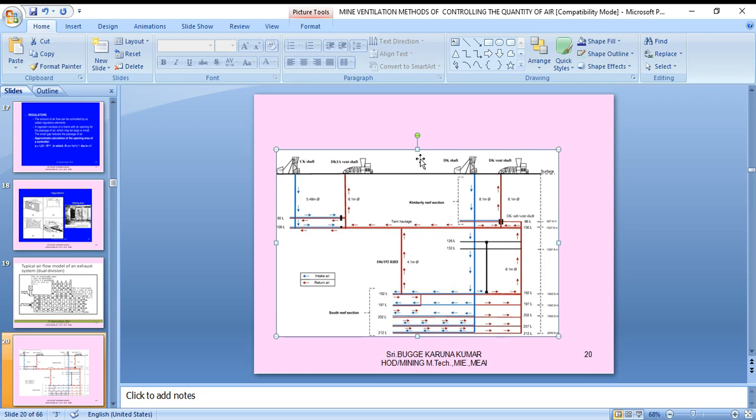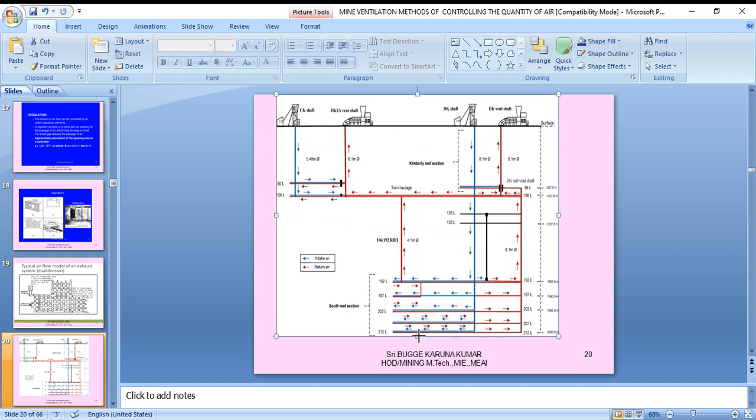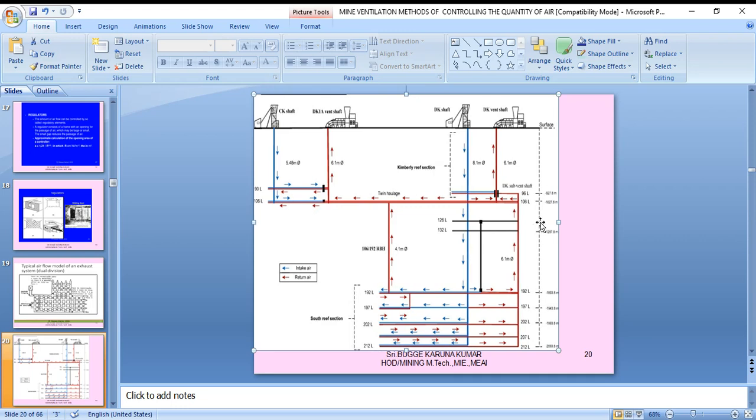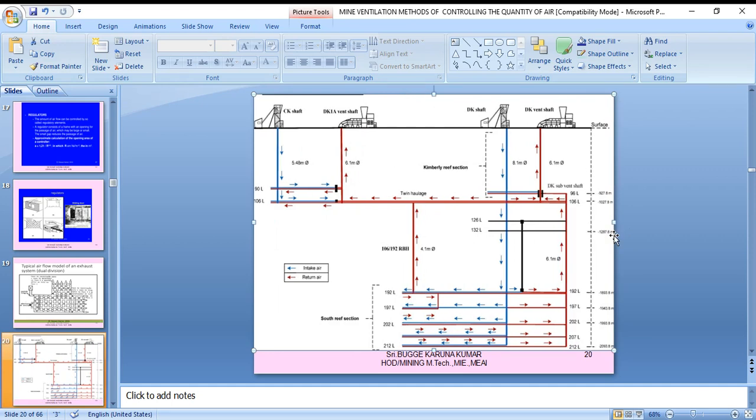See, this is a complete network of the ventilation distribution system. By seeing it, you can understand how the air enters and leaves after ventilating. Here, the red lines show very clearly the return path, and the blue line shows the intake airway. So this is the shaft. This is the intake shaft, that means air will be going inside the shaft. This is the return shaft, that is exhausting.